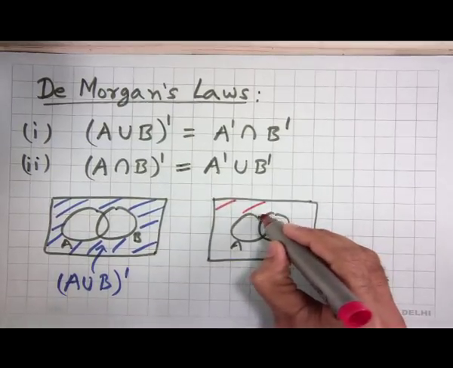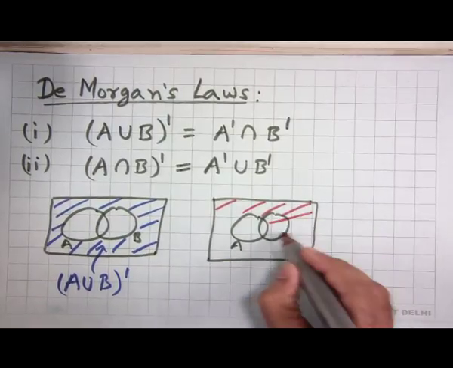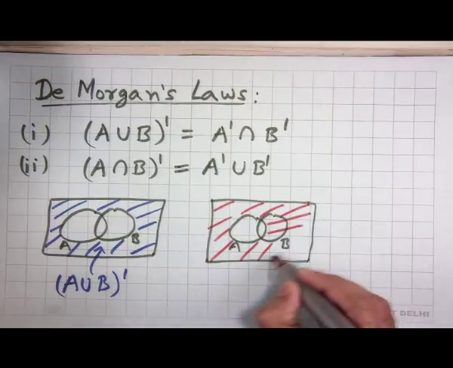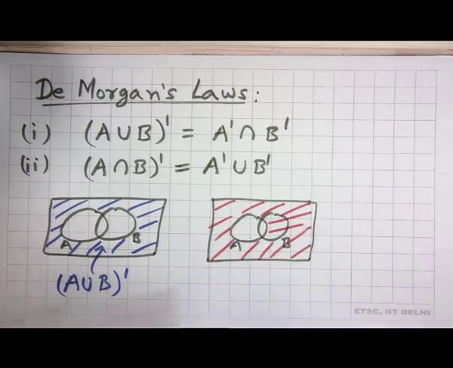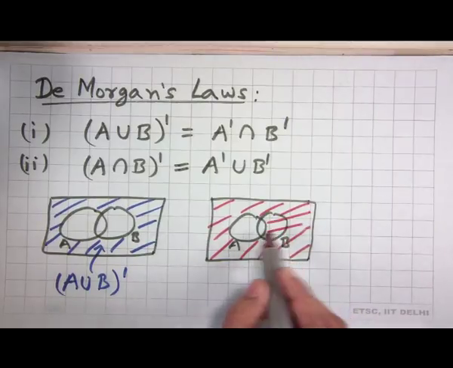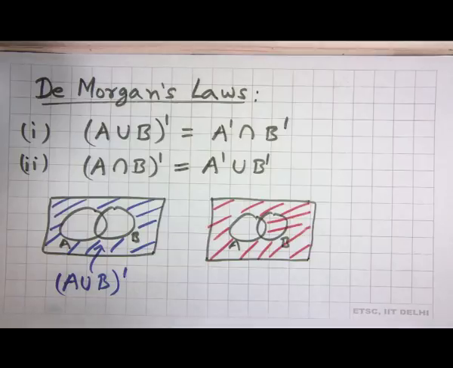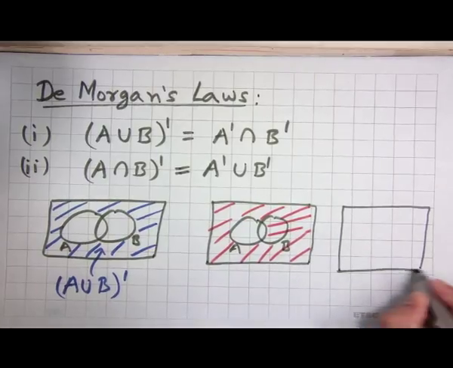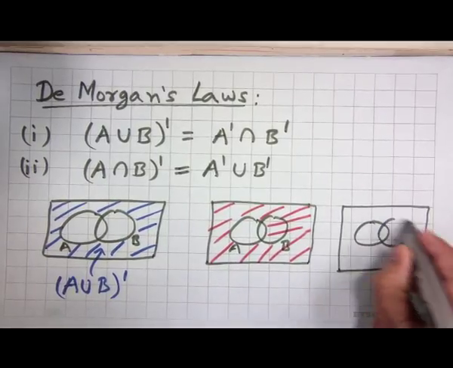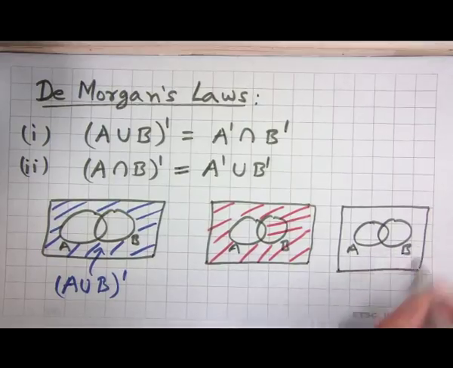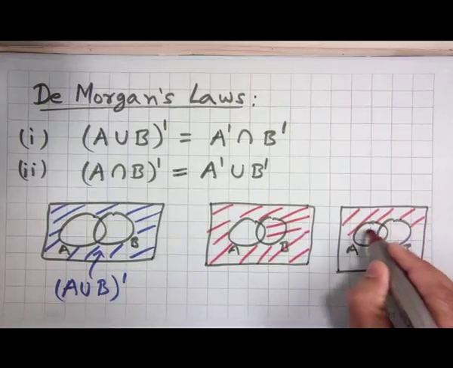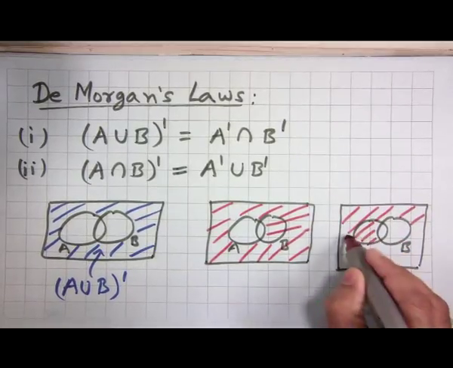A complement is all the elements which are not in A, but it includes these points which are in B but not in A. Similarly, B complement is all the elements which are not in B, but it can contain the elements which are in A but not in B.